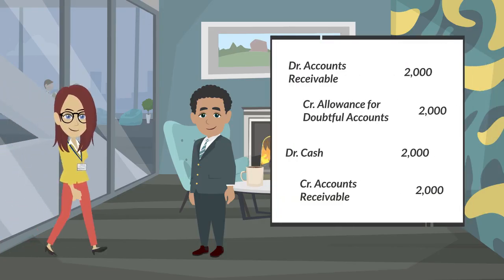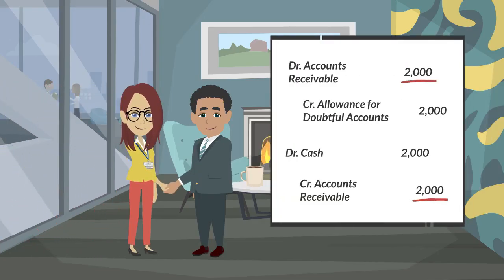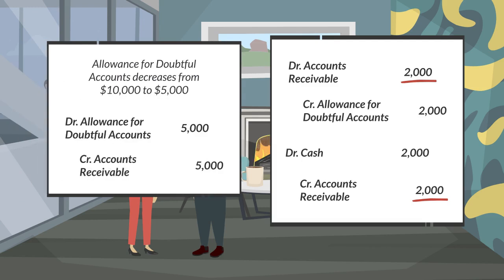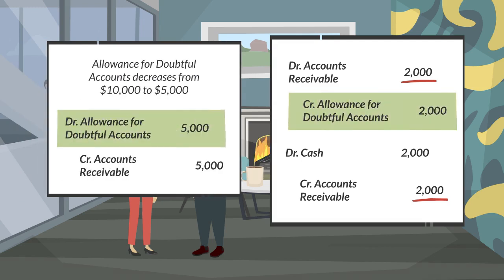Next month, a collection agency collected $2,000 in accounts receivable for Lily Lime that was previously written off. We reverse the write-off and record the partial collection like so. Notice how we only reversed $2,000 of the write-off because we were not able to recover the entire $5,000 that we were owed.